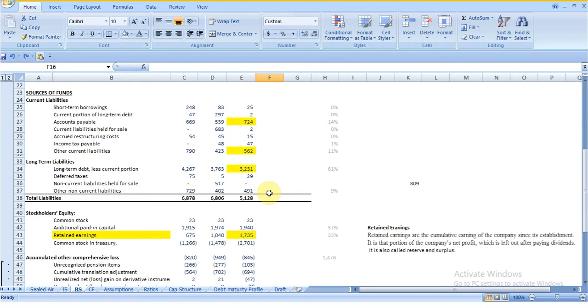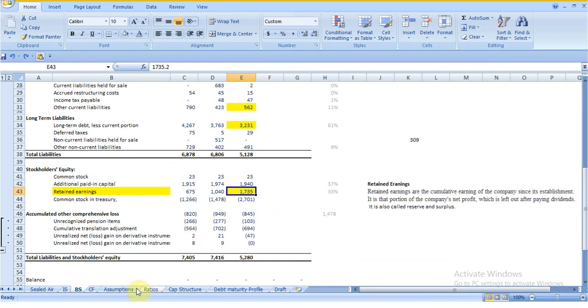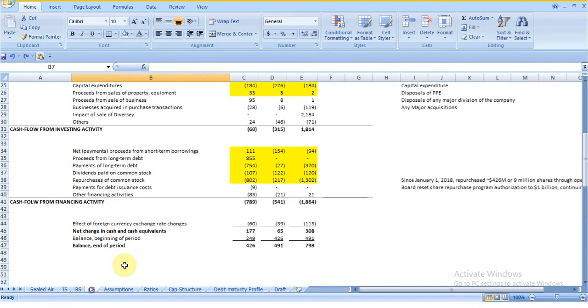On the stockholders' equity, almost 33% is shareholders' equity. The company has retained earnings of again almost 30%. Retained earnings are nothing but the accumulated earnings of the company as net income since its inception, after paying the dividends. So now we will look at the cash flow statement.